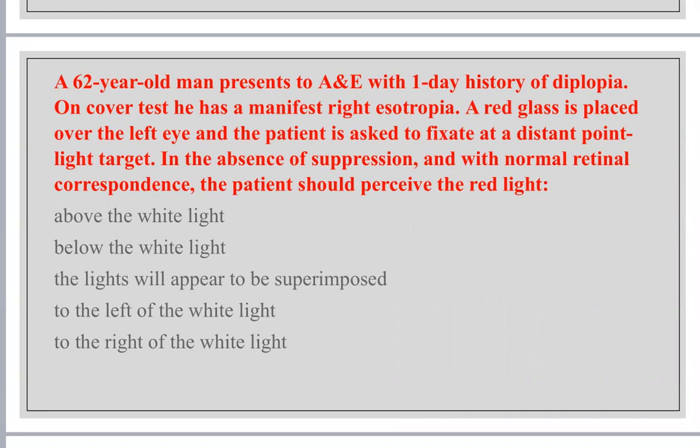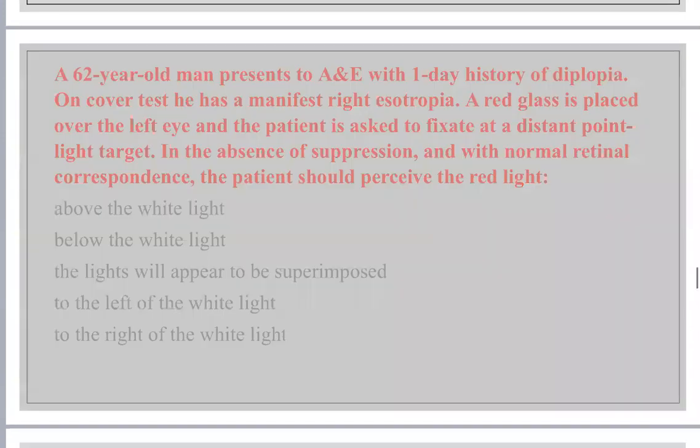What? Here, look at the patient from the start. He has a one-day history of diplopia, and he has right exodeviation. He has exodeviation, so the right will see right and the left will see left. So the red light will be to the left of the white light, because the red filter or the red glass is put over the left eye. Look at this one. The red glass is placed over the left eye. So the red will be to the left of the light, because this patient has uncrossed diplopia.